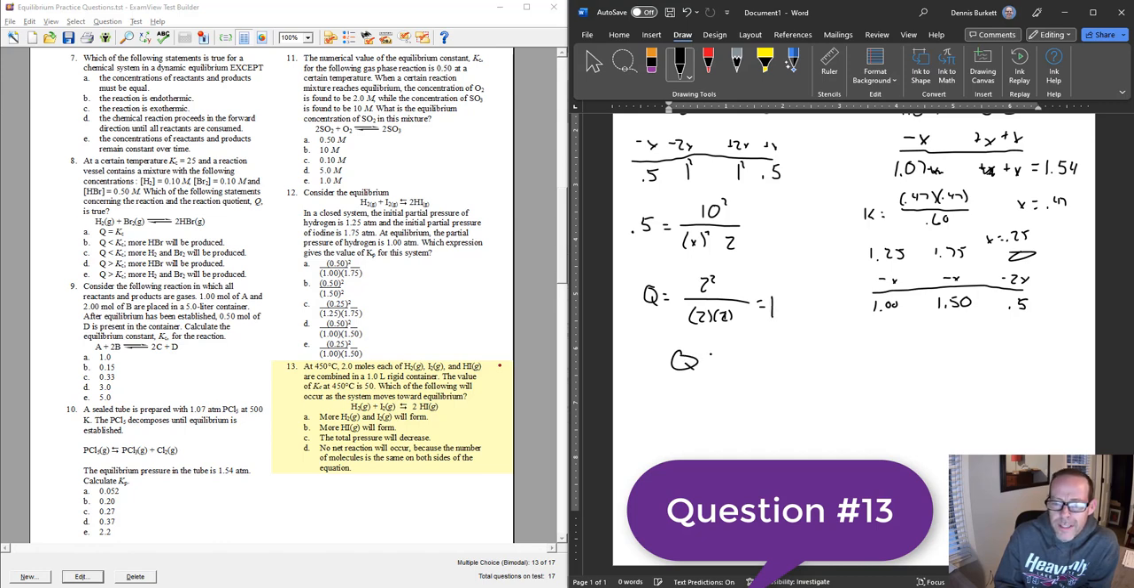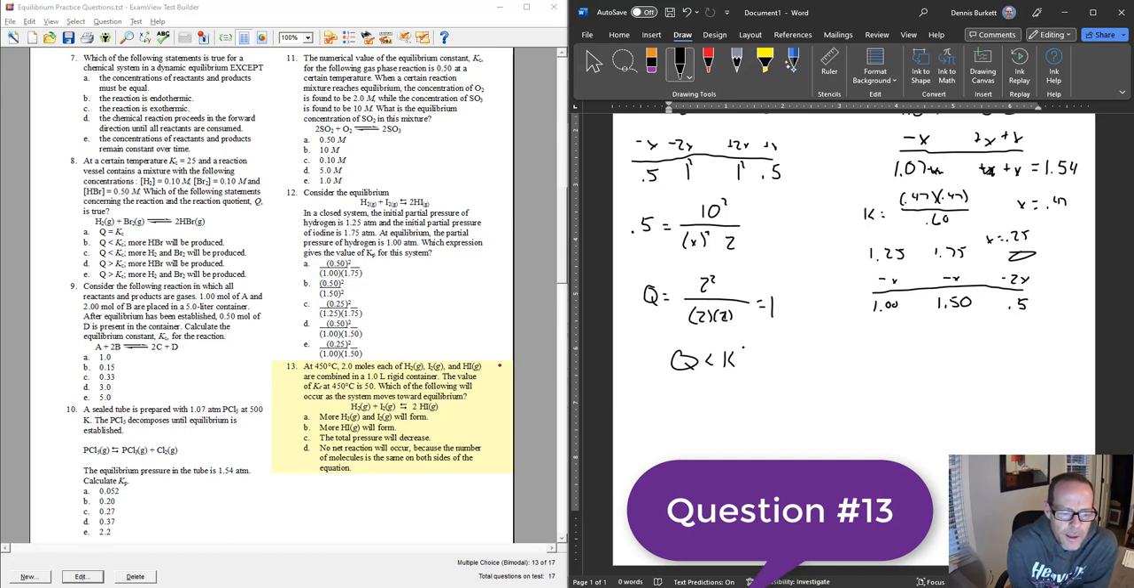So Q is definitely less than K. So if Q wants to become greater, all right, I need more products, less reactants. So it's going to move towards the right side. So more H2 and I2 will form. False. That's going to move towards the left side. More HI will form. That seems to be the right answer.